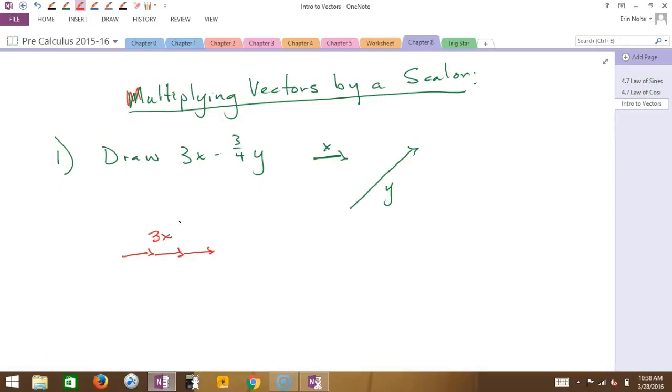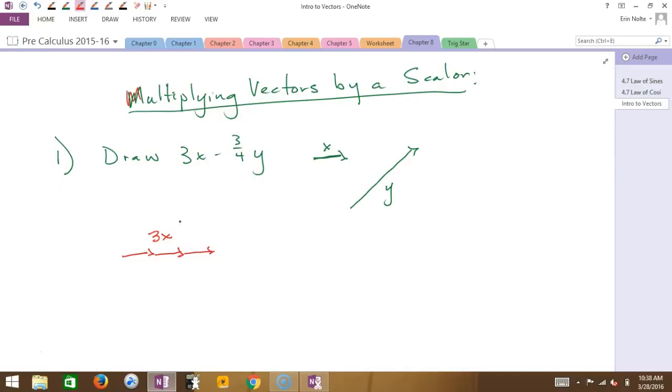Okay. So now if I was going to draw 3/4 of y, how would I draw 3/4 of y? Roughly less, right? Three-quarters of it. Okay. So I'm going to combine these two vectors. So if I'm subtracting, do you think I'm going to go tip to tail, or tail to tail, or tip to tip? What'd you say? I don't know how to do this. I never learned this. Okay, so that's a guess. Go ahead and just guess.